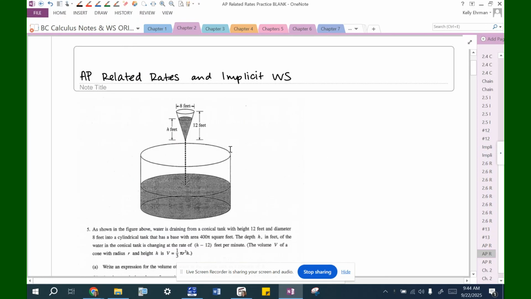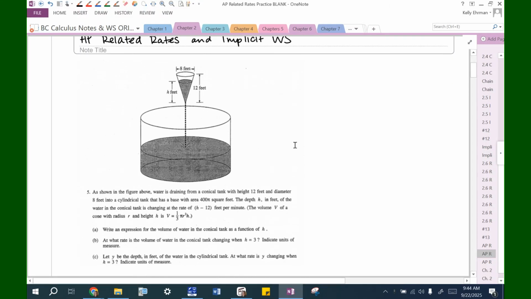All right, this is the AP related rates and implicit worksheet. So we're looking at some of these free response questions that include related rates problems. So here's a question. Let's see. I'm just taking a look through the packet. These are usually calculator problems.